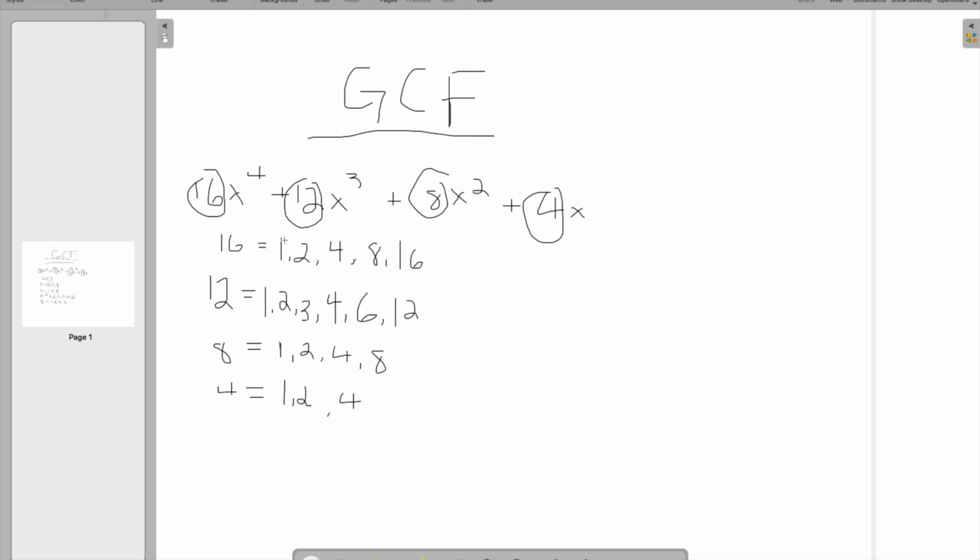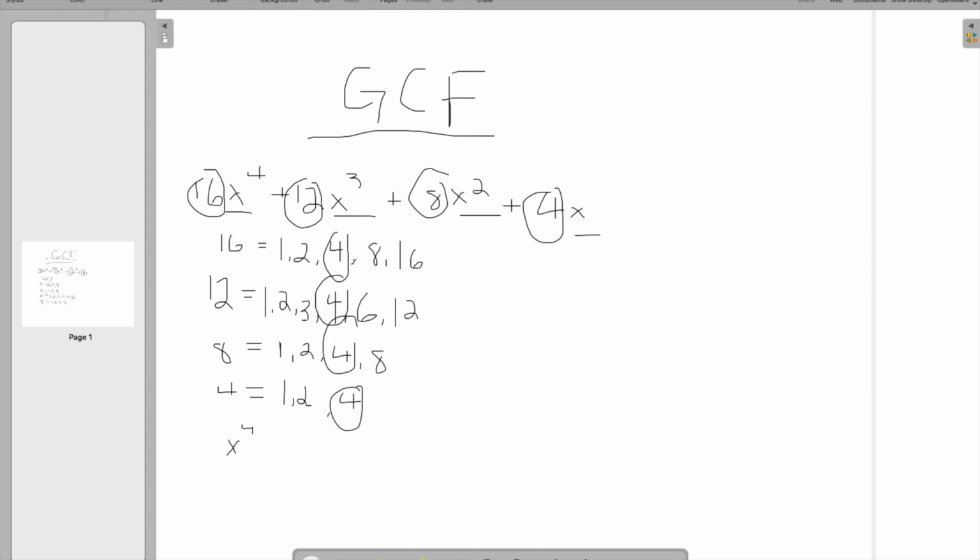Okay, so if you look at all these, you can see that 4 is the greatest common factor. 2 and 1 are also divisible by all of them, but 4 is the greatest out of all of them.